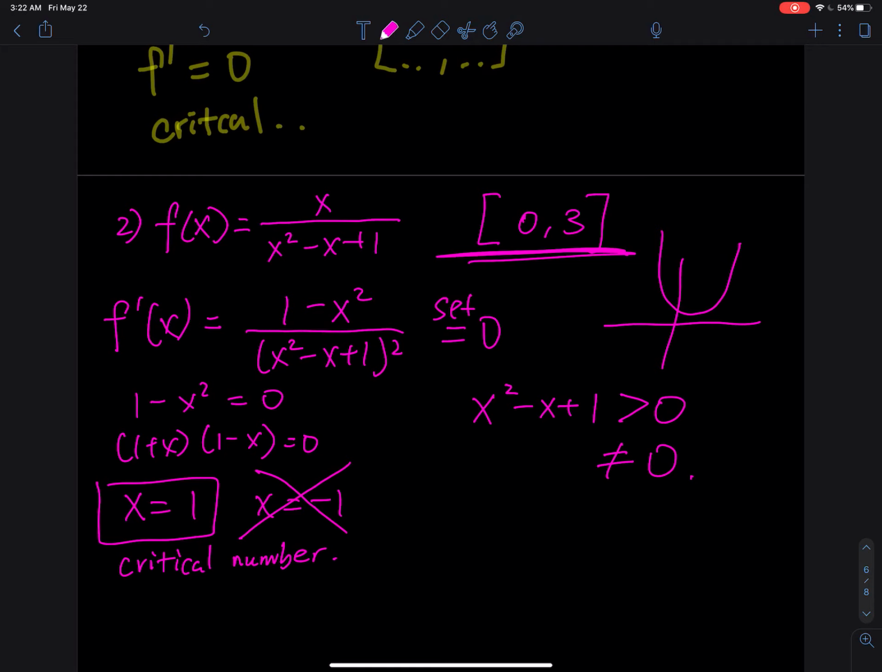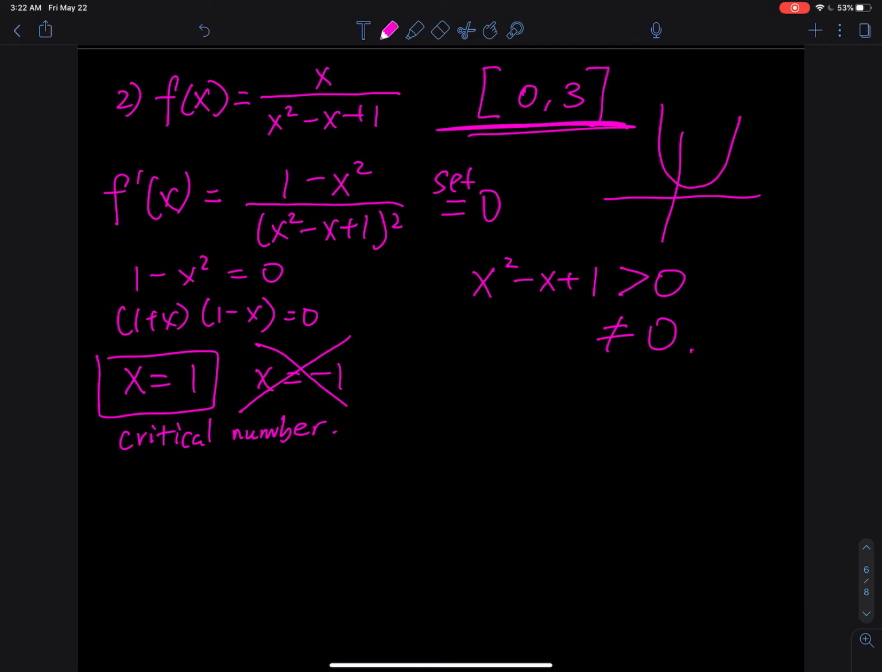All right, so what do we have to test? We have two endpoints and then one critical value. So we have to test f of 0, f of 1, and f of 3. How come we are not using f prime? Because we are not considering slope. I am looking for location. I am looking for an ordered pair x comma y. I need the highest y to be my absolute max, the lowest y to be my absolute min.